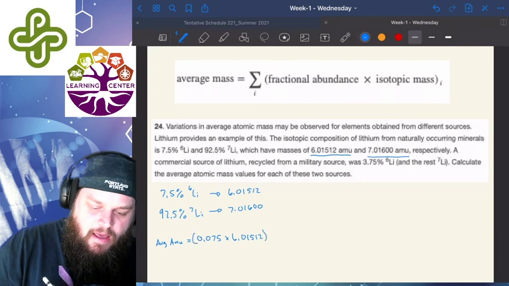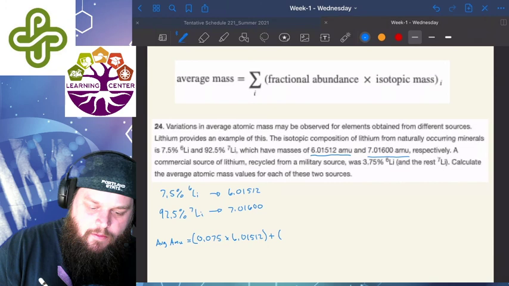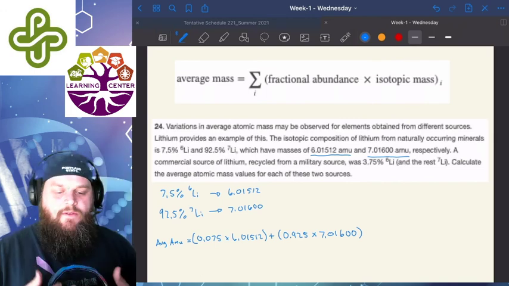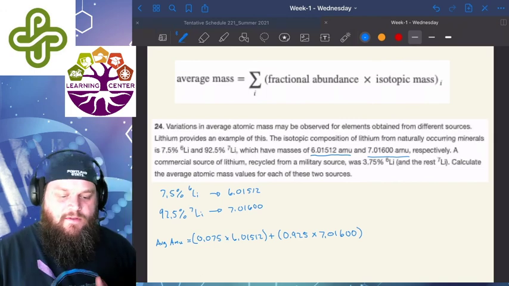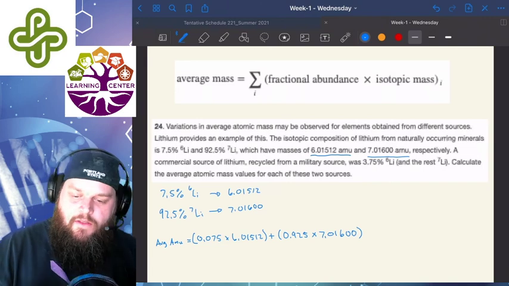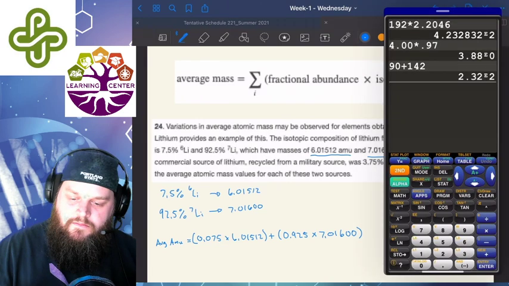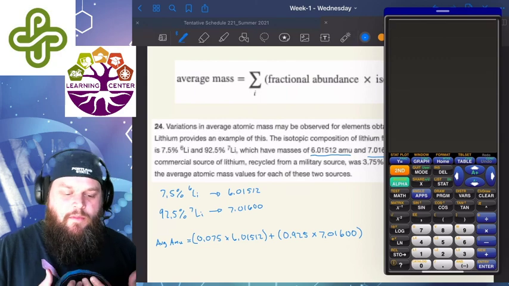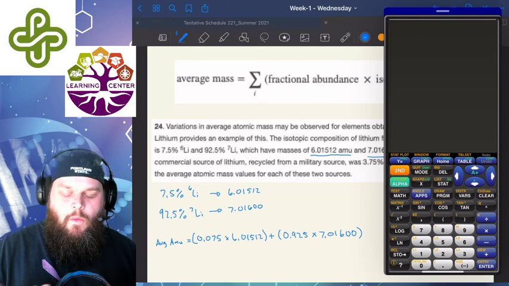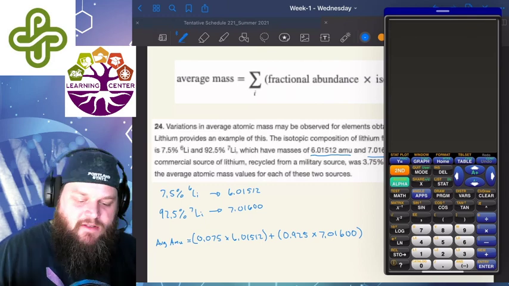I'm going to add that then to the product of 0.925 times 7.01600. And we're adding these two values together to find out what the sum of those are. We're going to do it in a couple stages though. We'll do one and then the other, because we have to worry about significant figures too. We're multiplying values together and then we're adding them together as well. So we want to find out what our significant figures are going to be for each of these.